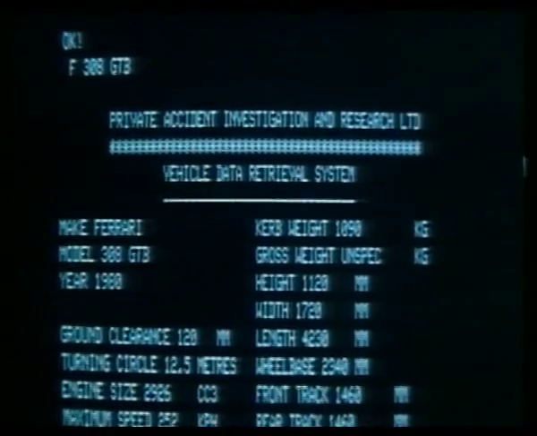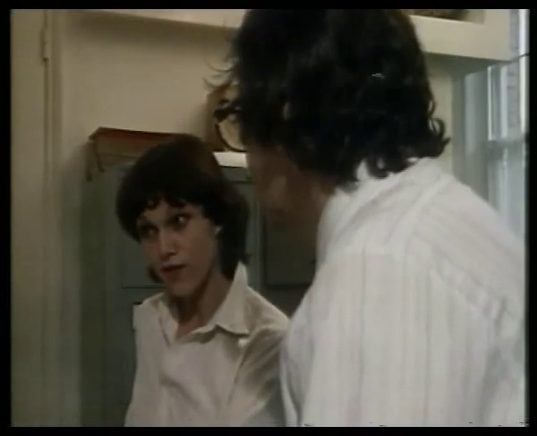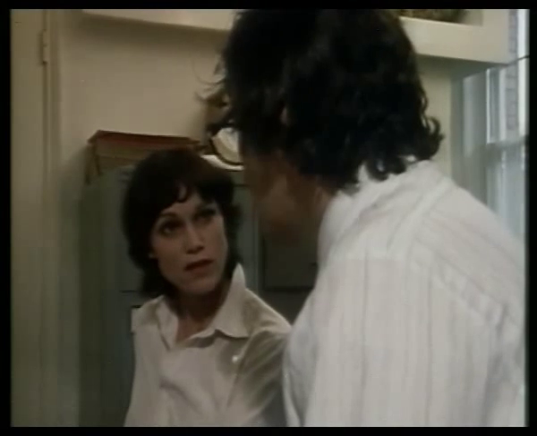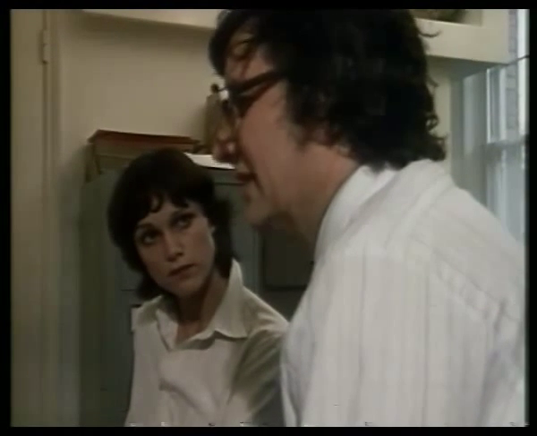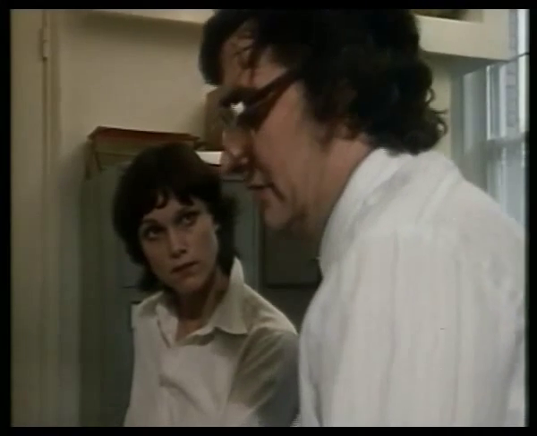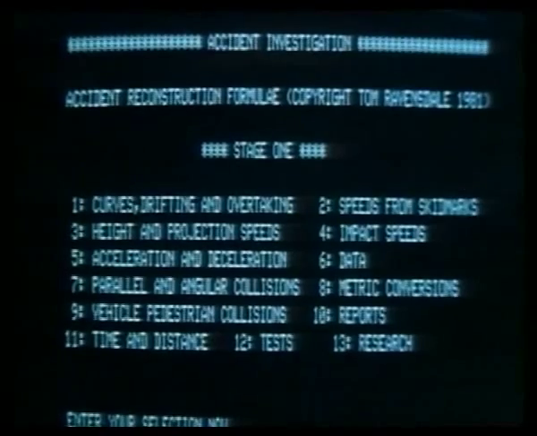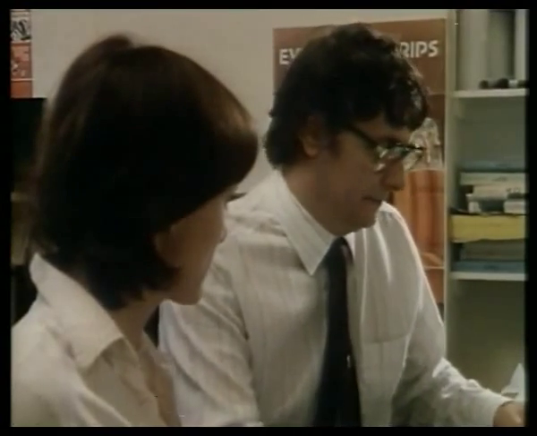And there we have the complete data on the Ferrari. So you've got all the vital statistics of the car now up on the screen. Where do we go from here? Well, we now need to know what sort of speeds are involved, what the Ferrari was doing and what the Escort was doing. So we'll go into a program which tells us the speeds of each vehicle after impact.